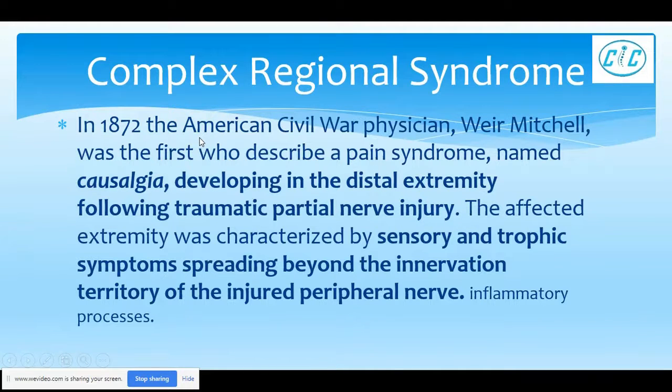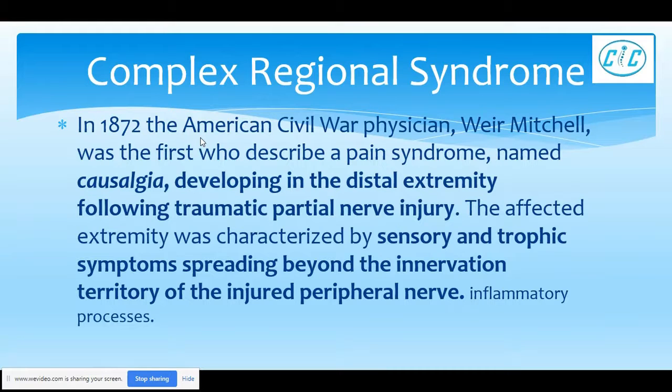So we're trying to understand this at the basic level, and possibly in the next videos we'll be talking about complex regional syndrome, what it is, and how it is formed, in more detail.